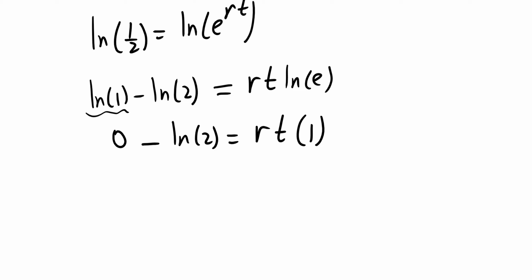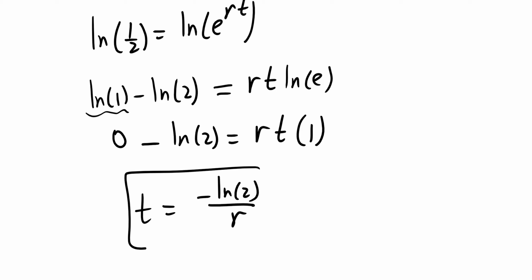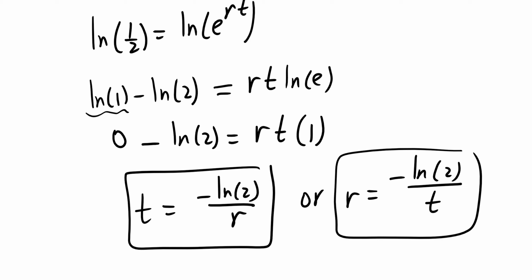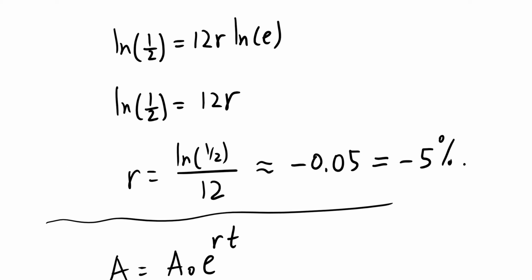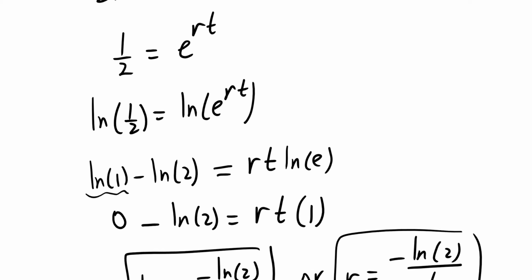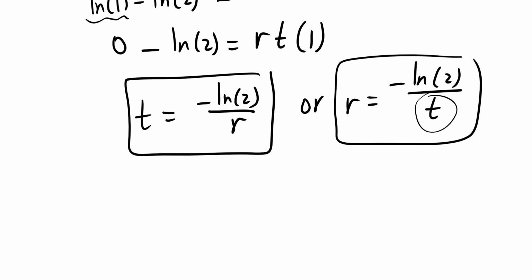If I want to find t or r, it doesn't matter. Let's say I want to find the time. Then the time is negative ln of 2 over r. This is a shortcut formula. Or you can say r is negative ln of 2 divided by t. You can solve for either one of them. If you know this by heart, then usually you don't have to go through all this work. Because what I just did, I got ln of 1/2 over 12, since t was 12. Put this in the calculator, and it will give you exactly the same answer, because ln of 1/2 is the same as negative ln of 2.